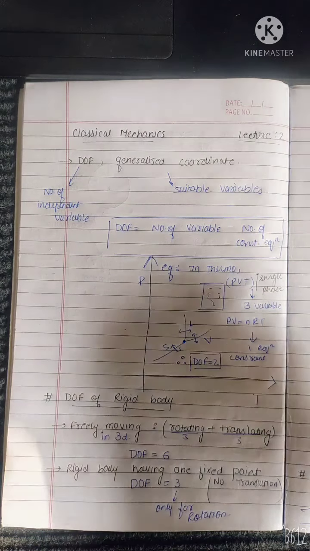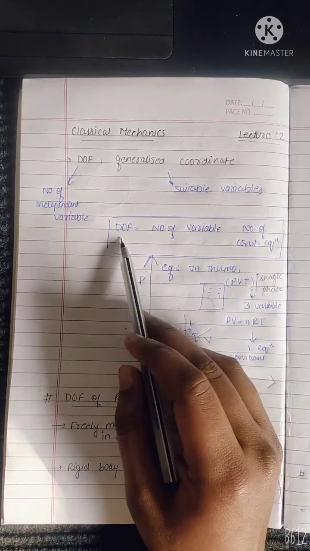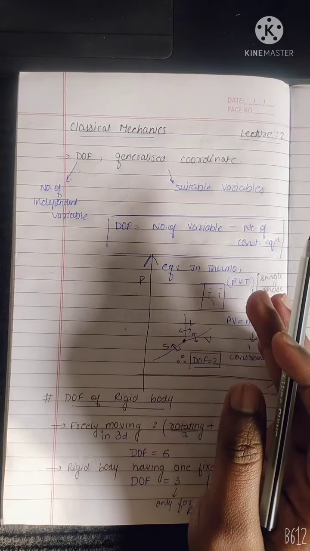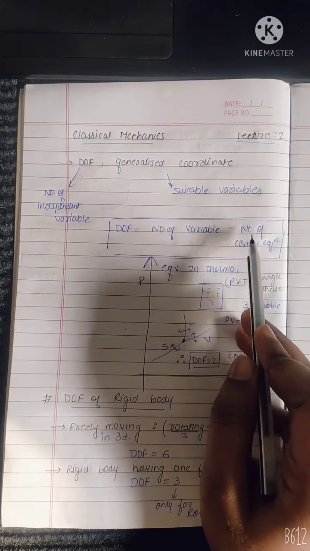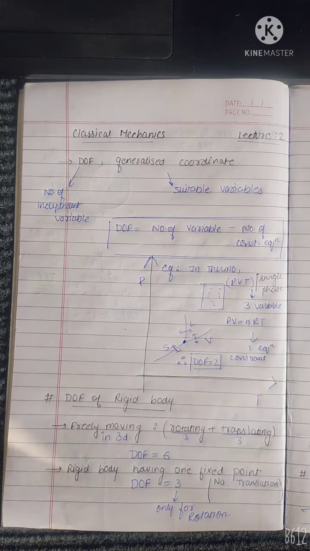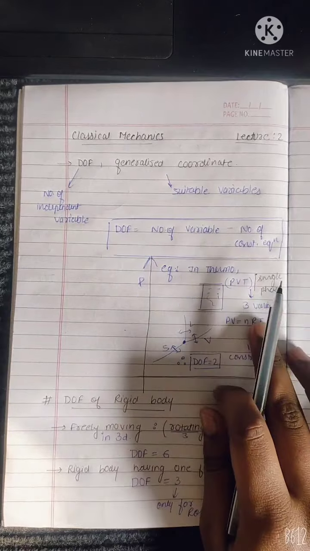Now, the last formula we learned in the last lecture was degree of freedom is equal to the number of variables, that is the total number of variables, minus the number of constraint equations. For example, there is a system where the number of variables used is 3 and there is one constraint relation given between them, then the degree of freedom will be 3 minus 1, that is 2. Correct? I have mentioned the example here also.